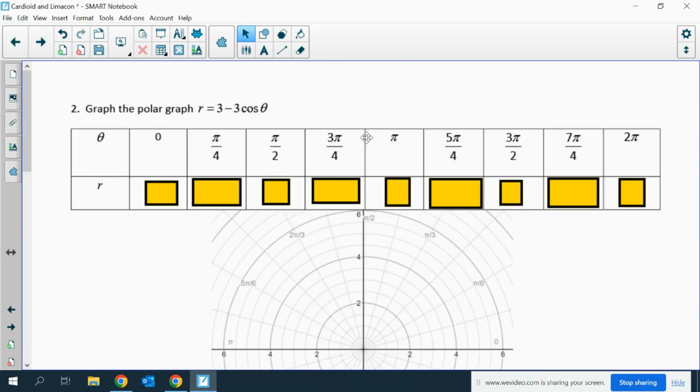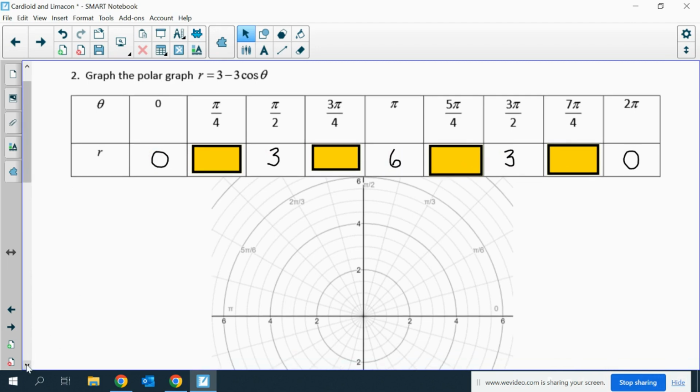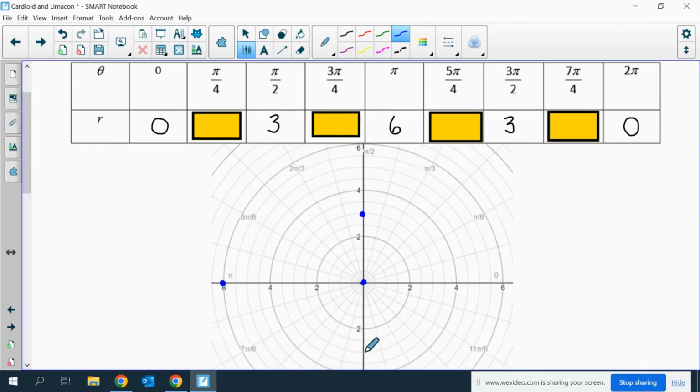Now, there are no negatives in cardioids, but when we get to limacons, we might see some negatives. So we're going to do these relatively quickly. If I substitute in 0, pi halves, pi, 3 pi halves, and 2 pi, I end up seeing something about this 3 minus 3 cosine graph: (0, 0), (pi halves, 3), (pi, 6), (3 pi halves, 3), and back to (2 pi, 0).